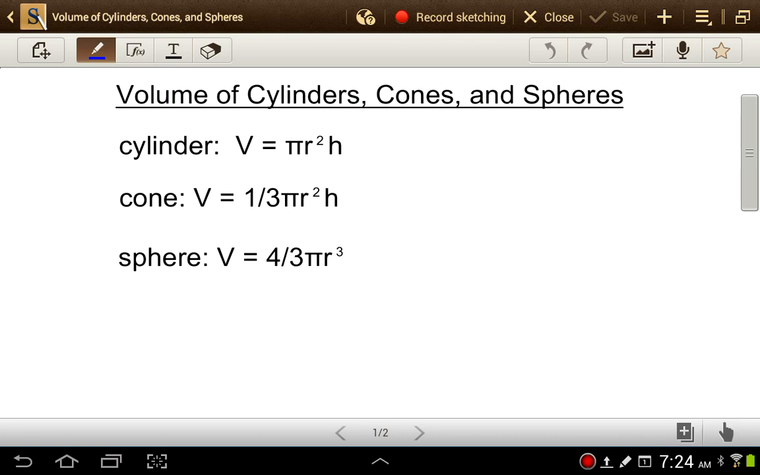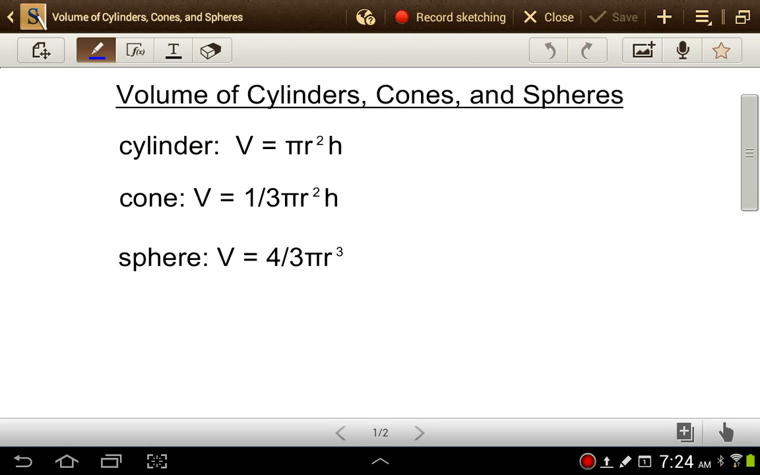First of all, I have the formulas for each that we're going to be using. So for a cylinder, volume is pi r squared times the height. Remember, pi r squared is the area of a circle. So it's the area of a circle, which is the base of a cylinder, times the height of the cylinder.